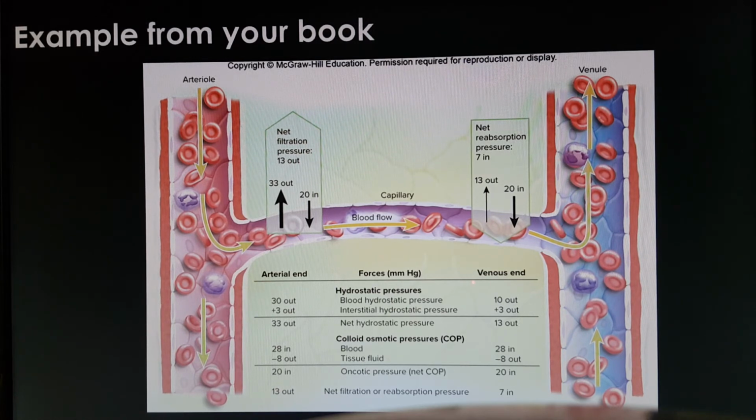On your venous end, you have your net hydrostatic pressure of 13, different because of the difference in blood pressure, opposed by your 20 in. Those opposing numbers end up with a draw into the capillaries of a pressure of 7 millimeters of mercury, driving those waste fluids as well as carbon dioxide back into the capillary so they can return to the heart through your venous system.